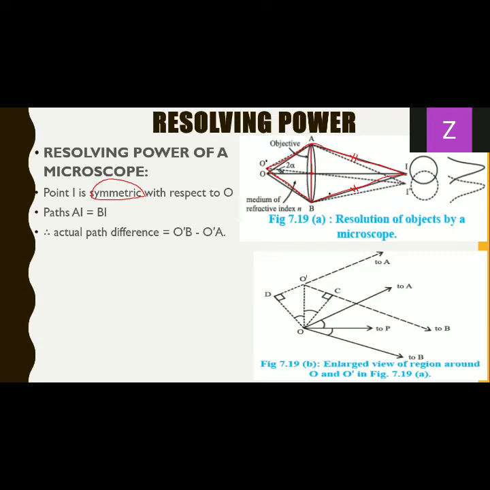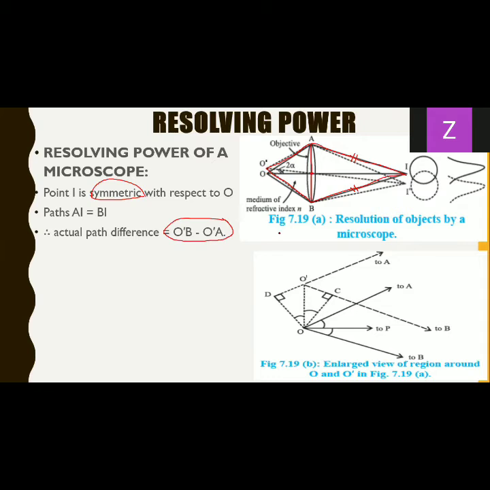So what will the path difference be? Where will the actual difference come? The actual difference will come in O dash B minus O dash A. So this is the actual path difference when light goes from O dash to I.